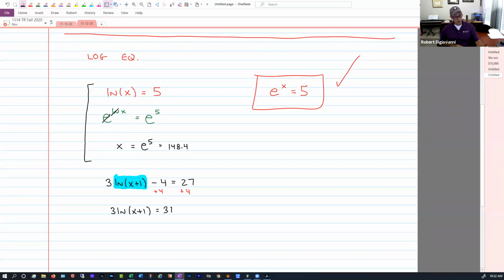Can someone tell me what I should do next? Divide by 3. Get that 3 out of there, right? Divide both sides by 3. That'll be natural log of (x plus 1) equals 31 divided by 3. On our calculators, we're going to get a decimal here. We get 10.333.